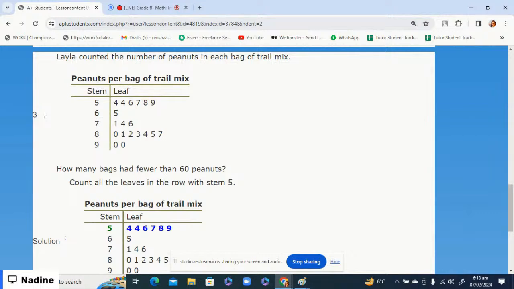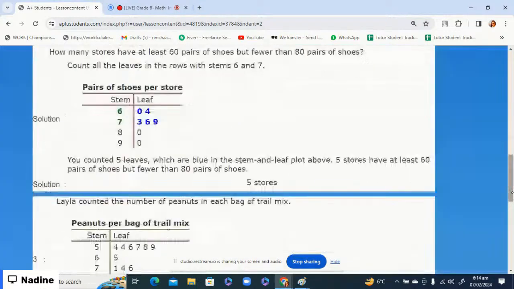Lala counted the number of peanuts in each bag of trail mix. Stem and leaf are given. How many bags had fewer than 60 peanuts? Fewer than 60 peanuts, so we check the stem 5 and count all the leaves of stem 5. How many leaves are in stem 5? 1, 2, 3, 4, 5, and 6. So this is 6 bags.